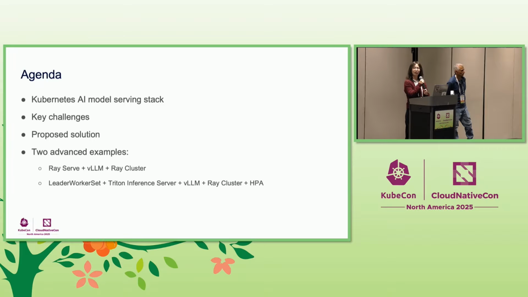So this is a quick look into our agenda today. We'll kick things off by providing an overview of the Kubernetes AI model serving stack. And this should be broadly applicable to all types of diverse models. And then we'll talk about the challenges in standing up such a stack in the realm of the fast-evolving AI space. And then I'll hand it over to Ajay, who will talk about our solution with two advanced examples. And in the end, we'll conclude with a recorded demo.